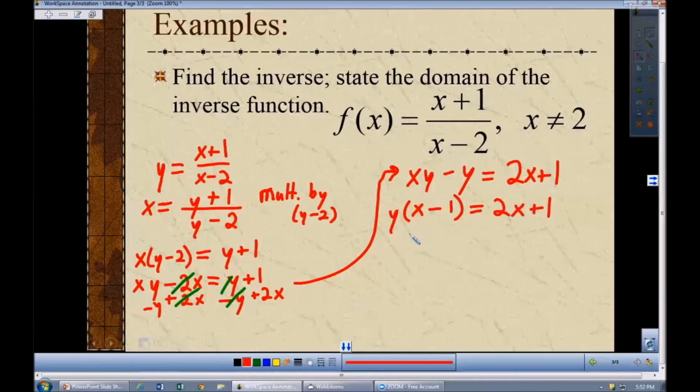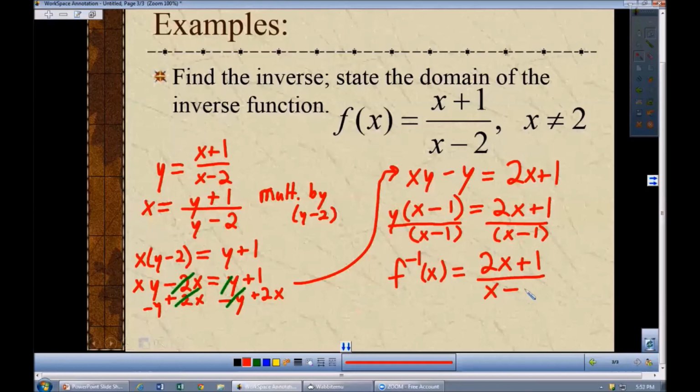And as a final step, to isolate the y value, I'm going to divide both sides by the factor x minus 1. Divide both sides by x minus 1. So as my final step here, we will write the notation f inverse of x is equal to 2x plus 1 over x minus 1.